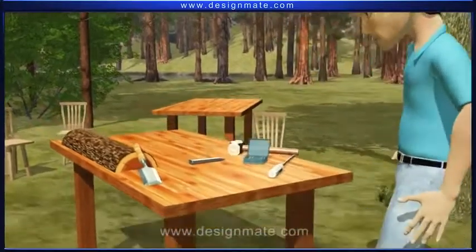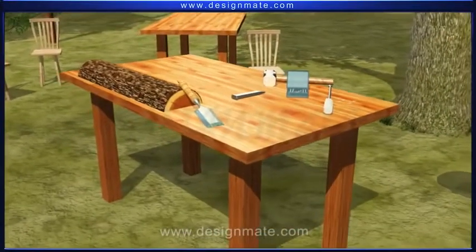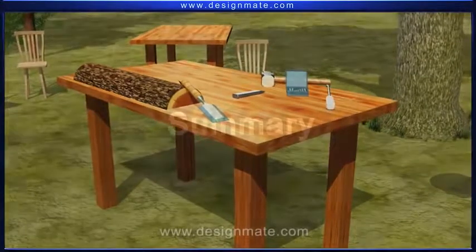Looks like the table is almost ready. And with this, we conclude our lesson on wedges and screws.